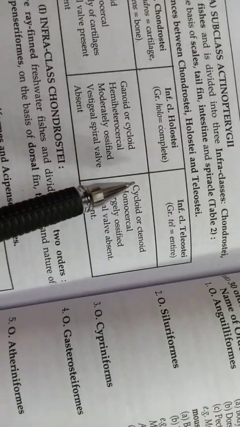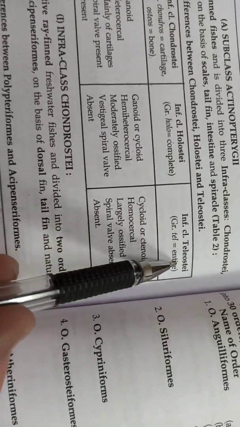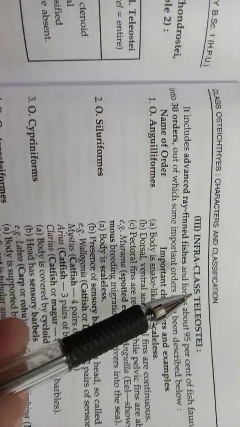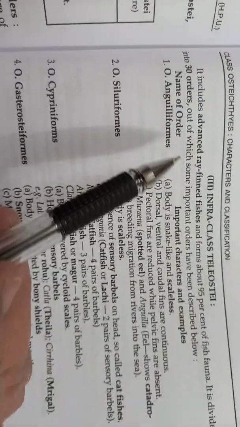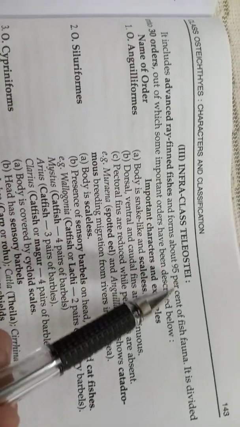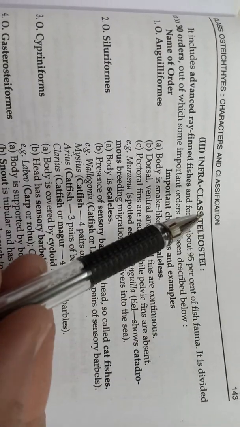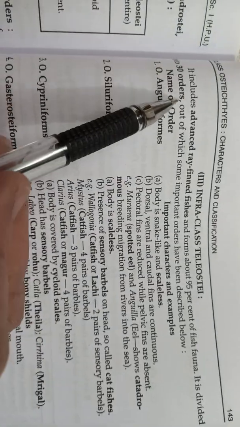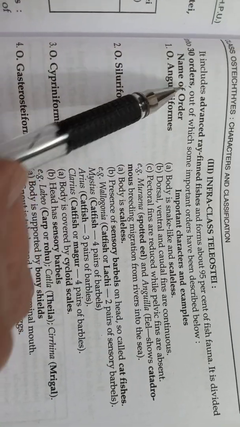Now the last one is the most elaborate infraclass, Teleostei. It has so many orders. These include advanced ray-finned fishes. 90% of the fish fauna is Teleostei, and there are 30 orders. Can you imagine 30 orders?